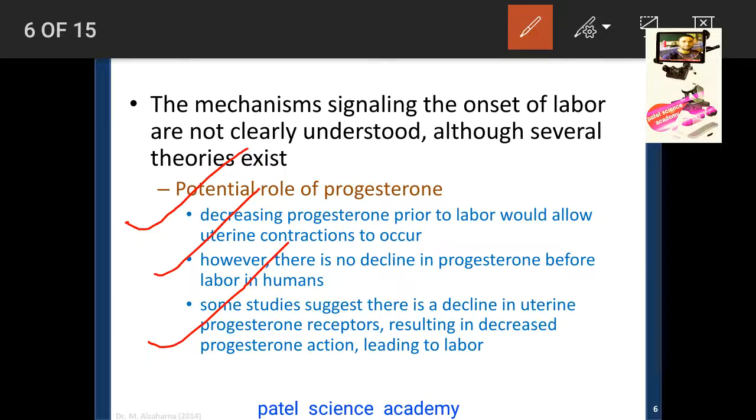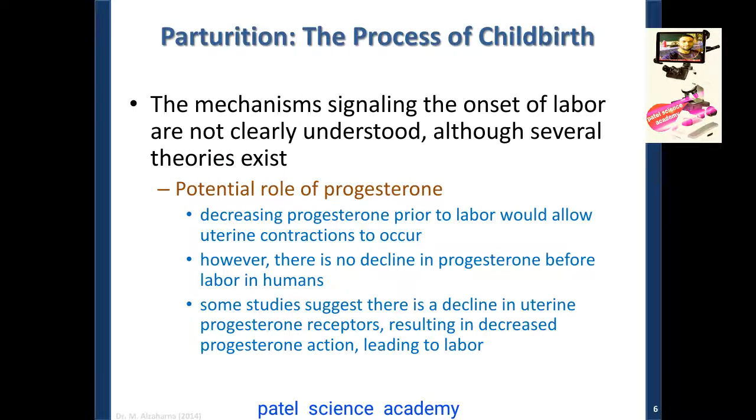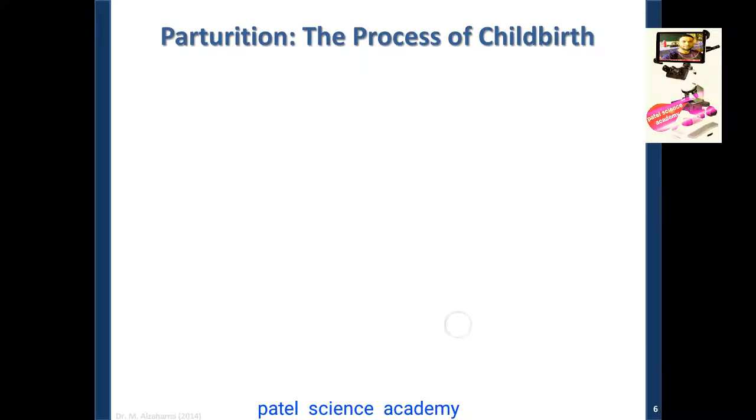So this is the process in which the birth of the child from the female body takes place. That is called parturition.